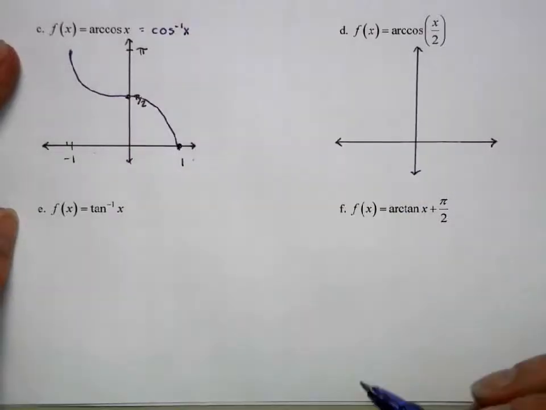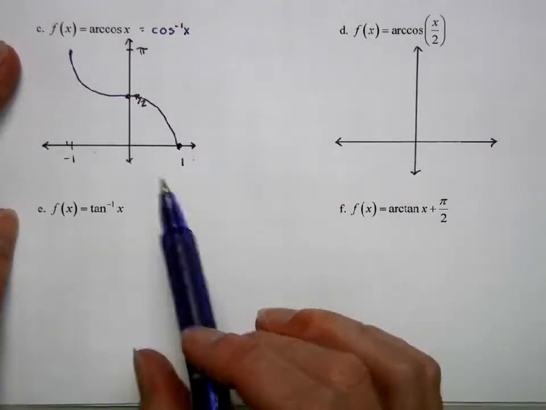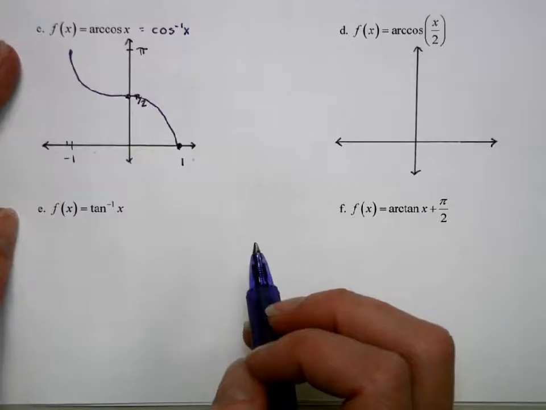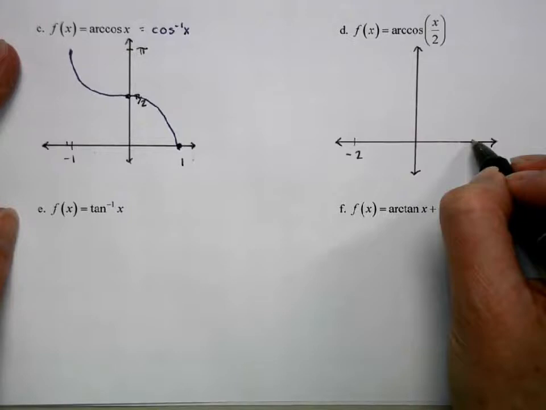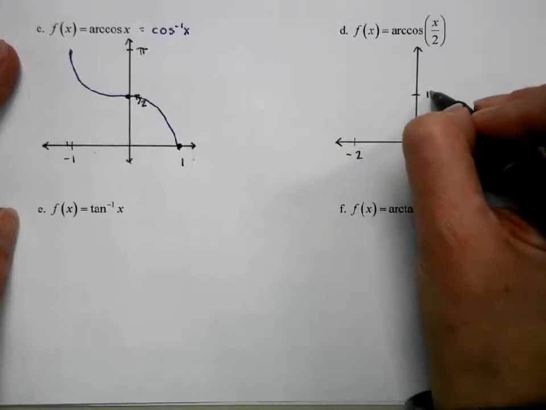This is going to have a horizontal dilation by a factor of 2. So my inputs are now going to be negative 2 to 2 instead of negative 1 to 1. My outputs are still going to be from 0 to pi.